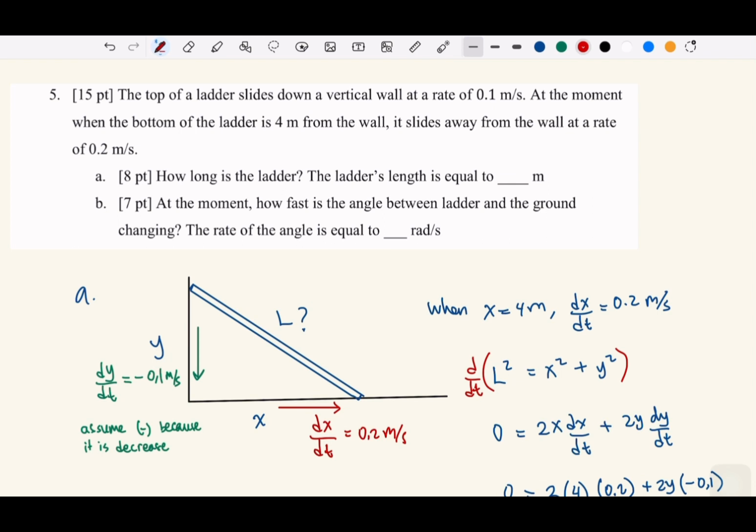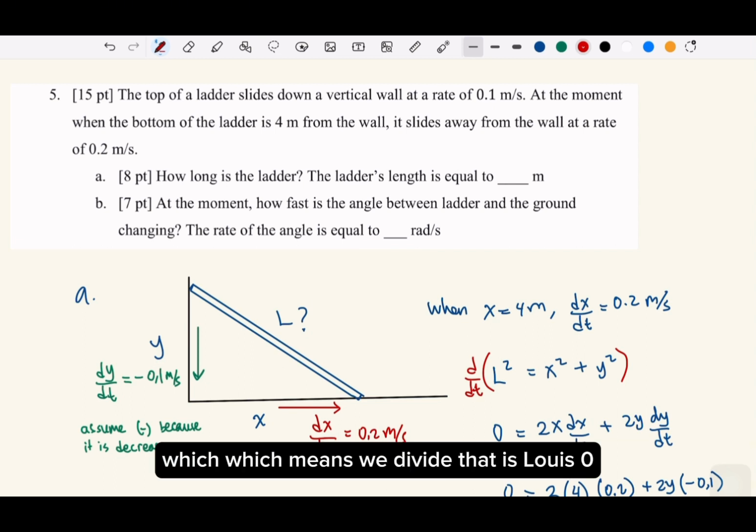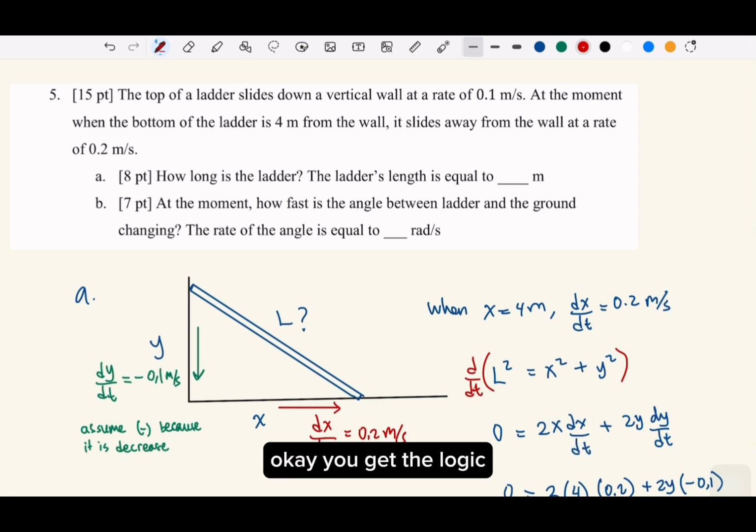If you take this as a derivative, it means that the ladder could change the whole time. So we need to make sure that the ladder is always fixed, which means when we derive that, it will be 0. Okay? Do you get the logic? Yeah. So the ladder is constant. So we take that derivative as 0. So from here we get y. So y is, I think, 8, right?